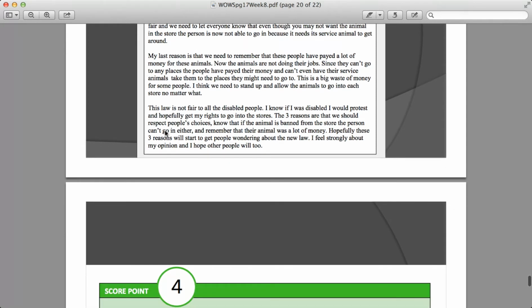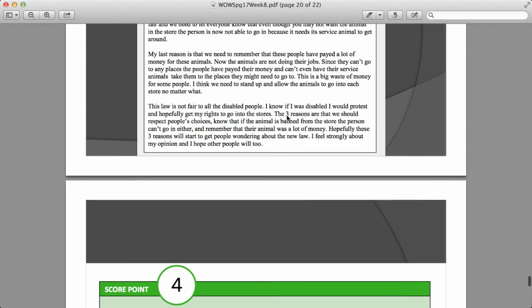Finally, the conclusion. "This law is not fair to all the disabled people. I know if I was disabled, I would protest" - great word choice - "and hopefully get my rights to go into the stores. The 3 reasons" - should have written that out - "the 3 reasons are that we should respect people's choices, know that if the animal is banned from the store, the person can't go in either, and remember that their animal is a lot of money."